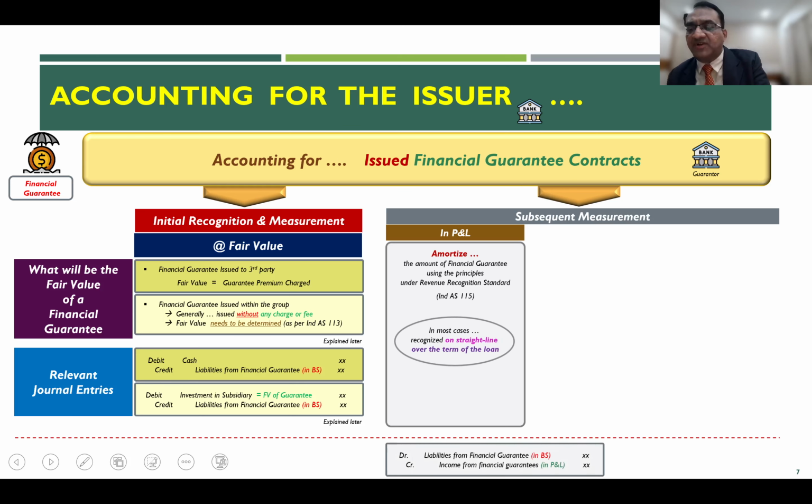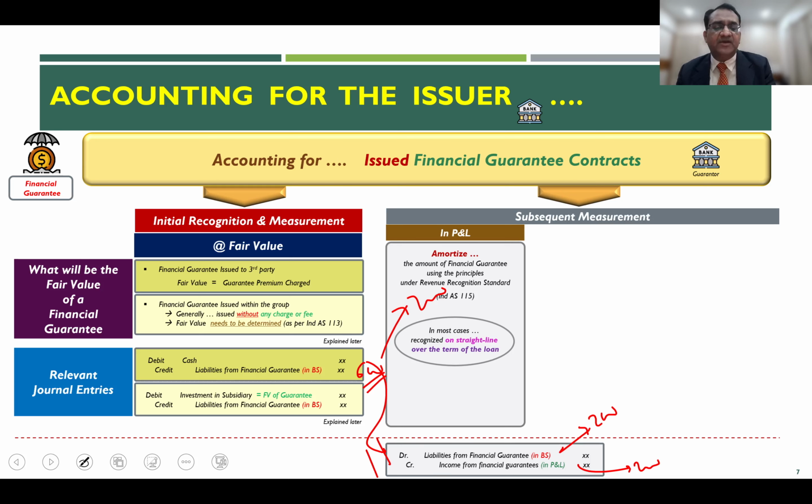The journal entry which was recorded here: cash of 600 and the liability of 600 was recorded. Now, at the end of year number 1, out of this 600, 200 will get recognized as the income. And therefore, you will reduce your liability for financial guarantee to the extent of 200 for which you are recognizing revenue.